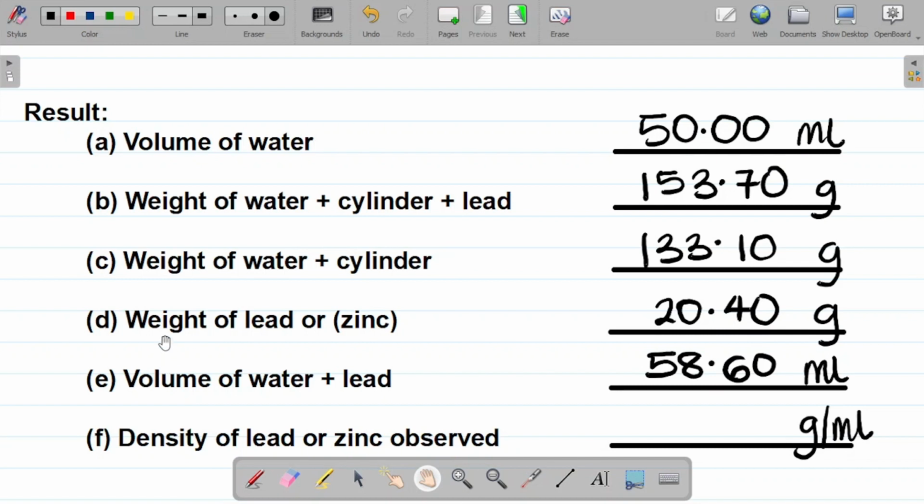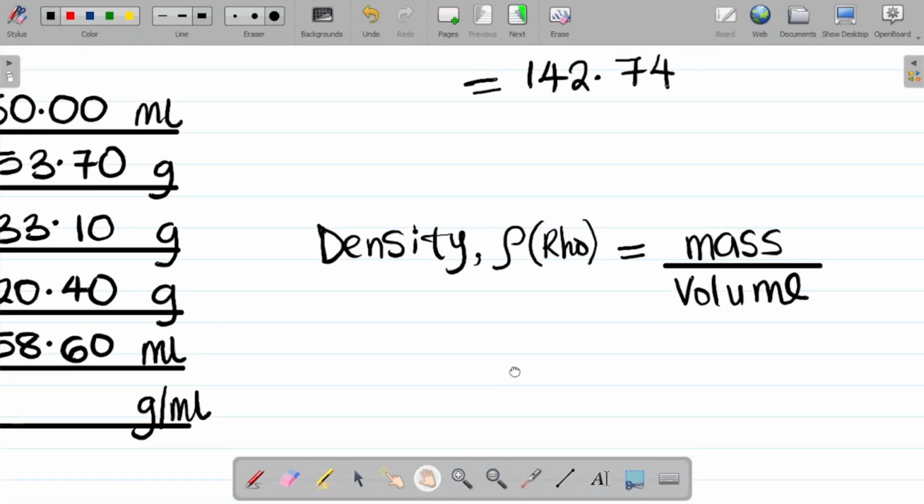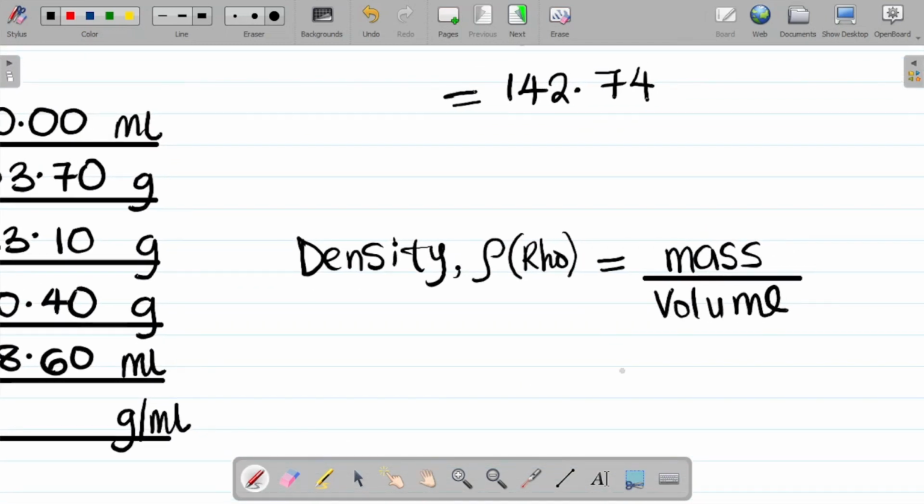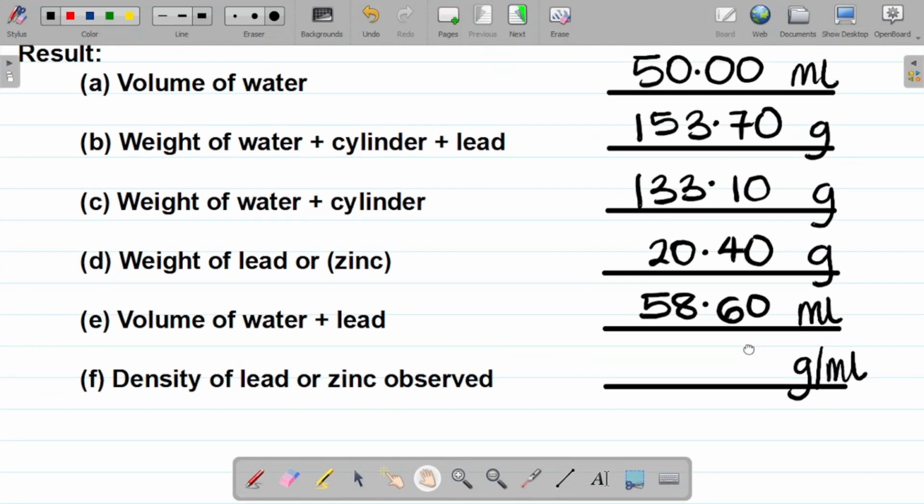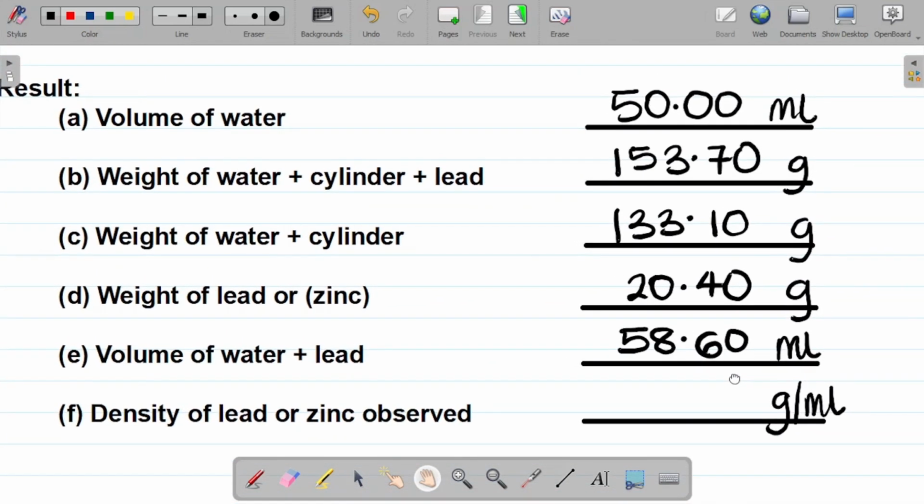So hence, I can see that the weight, or perhaps the mass, of lead is equal to 20.40 gram. So my density becomes equal to 20.40 gram divided by the volume. Let's get the volume. So how do you get the volume of lead or zinc? How do you get that?